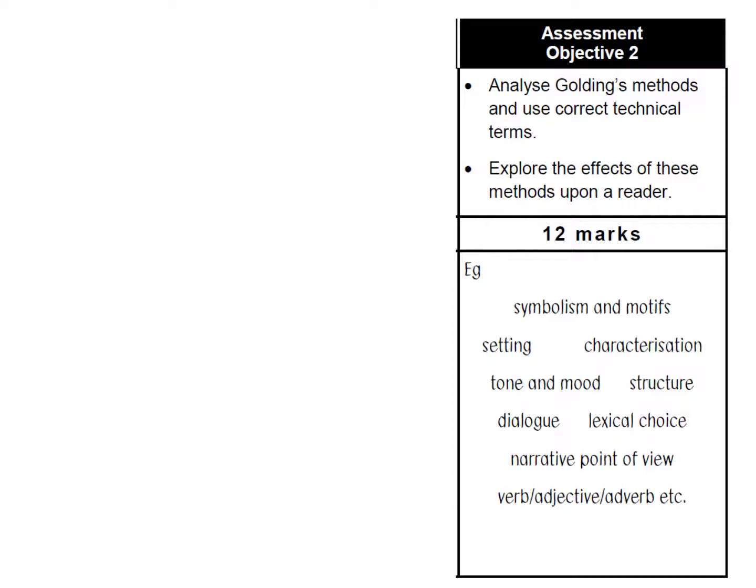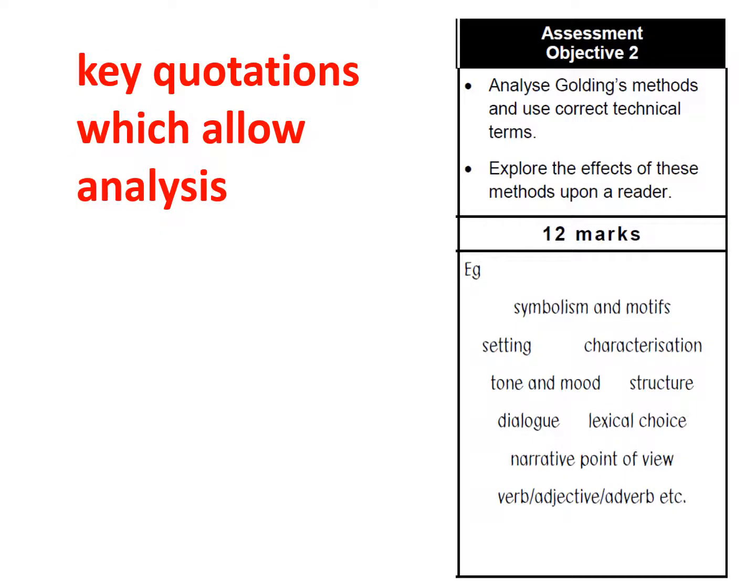For AO2, which is you talking about details and being technical, again, get key quotations which allow analysis, and also have some bigger things like dialogue, setting, symbolism, structure, the narrative form. It's told in the third person. Why is it not told in the first person? Because we wouldn't find out some of the things. How would we know what happened to Simon or what happened to Jack in the jungle if it was all told through Ralph's perspective? So have some planned ideas that you know you can talk about, and certainly learn some quotations you know you can talk about.